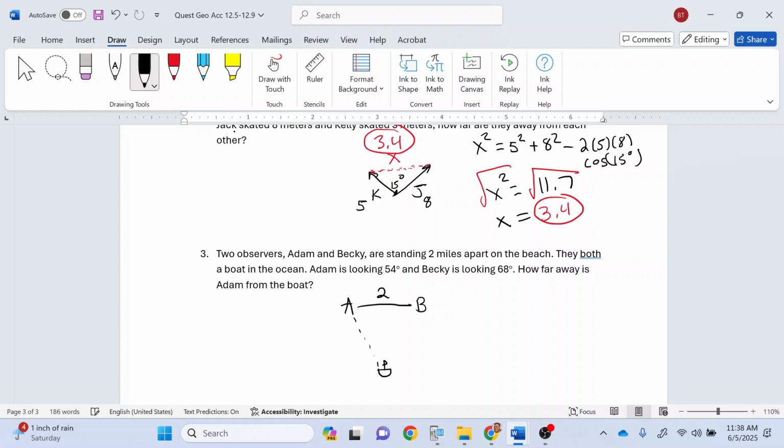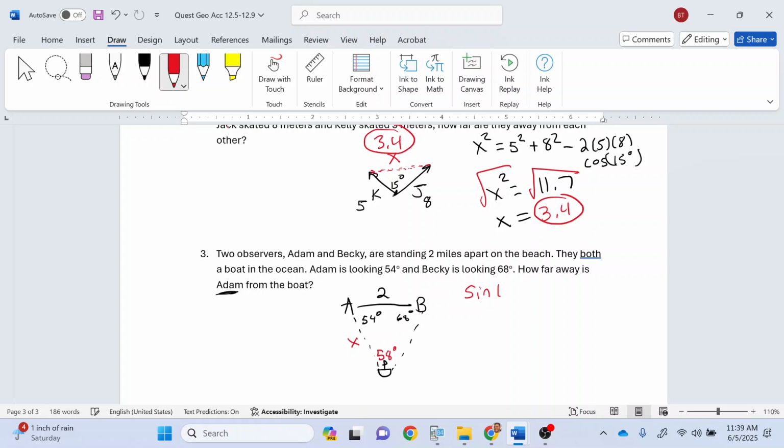They're both looking at the ocean, okay? Adam is looking at 54 degrees, and Becky is looking at 68 degrees. How far away is Adam from the boat? So x will be this left side between Adam and the boat. In this case, I could figure out the angle in between at the boat. So we subtract that from 180, and I get 58. So this is 58 degrees over here. Because I have an angle and side pair, I'm allowed to use the law of sines.